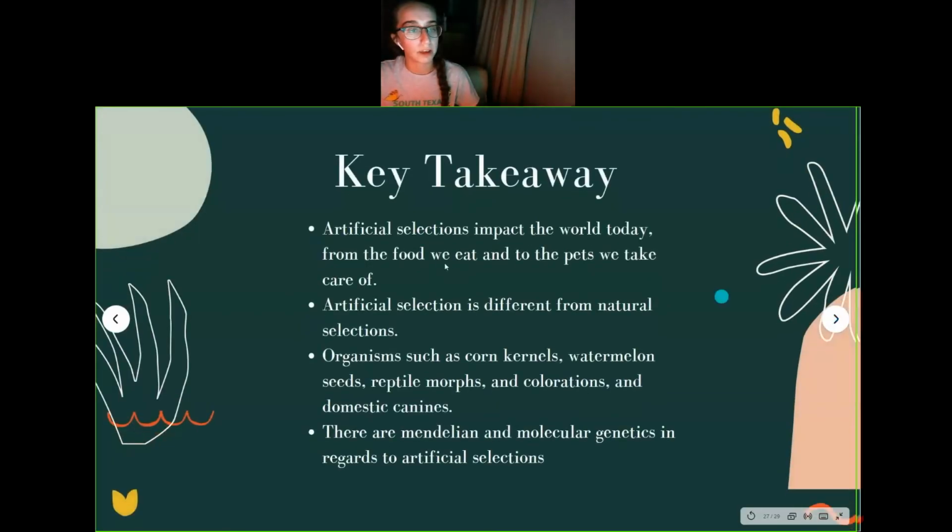And our key takeaway here is that artificial selection impacts the world today, from the food that we eat to the pets we take care of. Artificial selection is different from natural selection in that artificial selection is done deliberately, and organisms such as corn kernels, watermelon seeds, reptile morphs and colorations, and domestic canines are all impacted by this, and there are Mendelian and molecular genetics in regards to artificial selection.